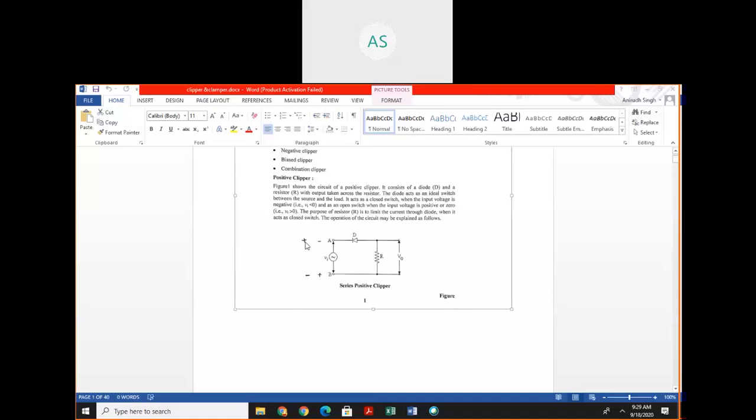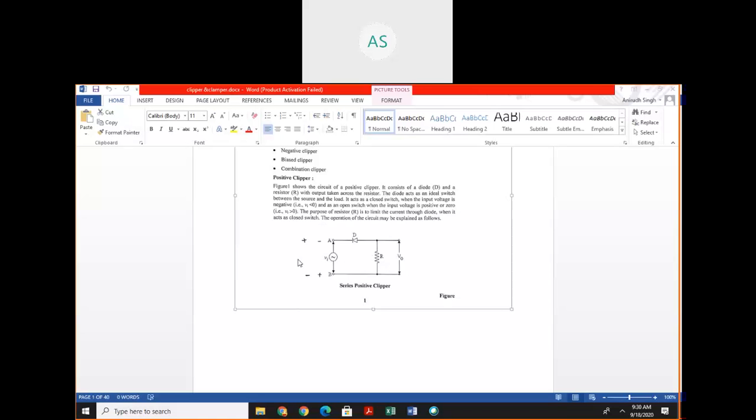Suppose for the positive half cycle, the positive terminal is connected to the cathode and the negative terminal is connected to the anode through a resistance R. So this diode is reverse biased. Reverse bias means open circuit and there is no current flowing. No current is flowing in this circuit, so we get zero output voltage.